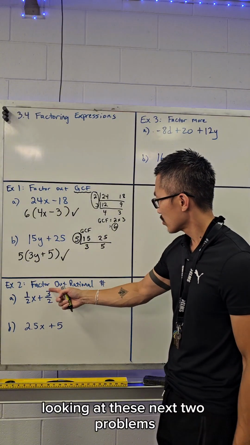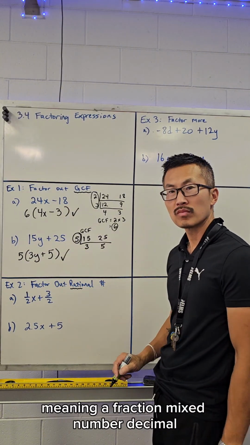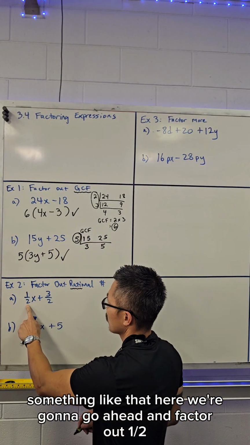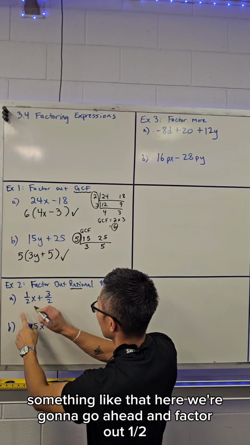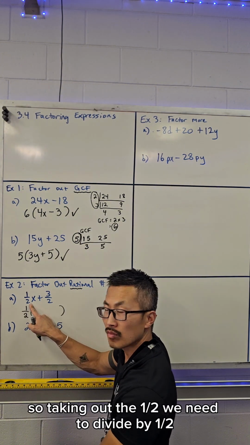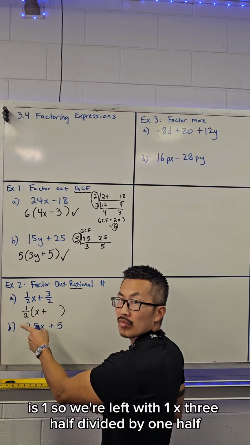Looking at these next two problems, we can go ahead and factor out a rational number, meaning a fraction, mixed number, decimal, something like that. Here we're going to go ahead and factor out 1/2. So taking out the 1/2, we need to divide by 1/2. 1/2 divided by 1/2, of course, is 1. So we're left with 1x.